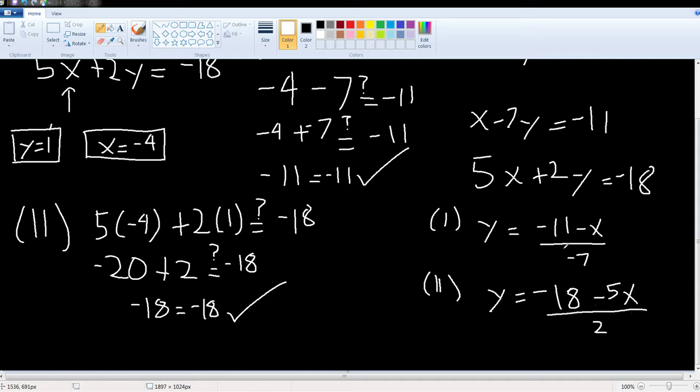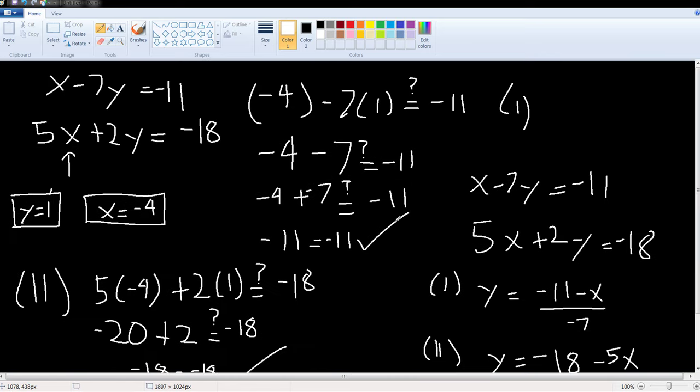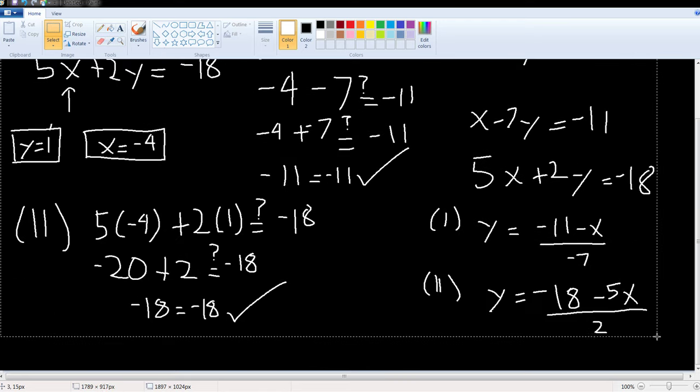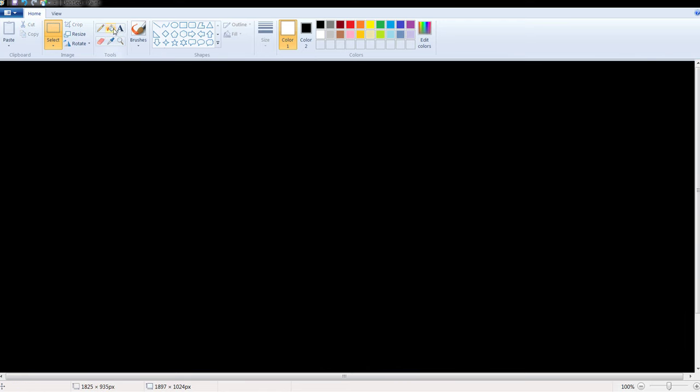So if I plot these two lines on a graph, I will see that at x equals -4, y equals 1, that's where these two lines intersect. So that's just a little brief overview on solving system of linear equations by graphing. But for now, we're going to be focusing on substitution. So let's do another example.